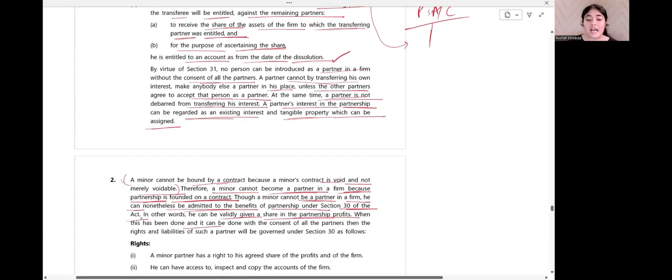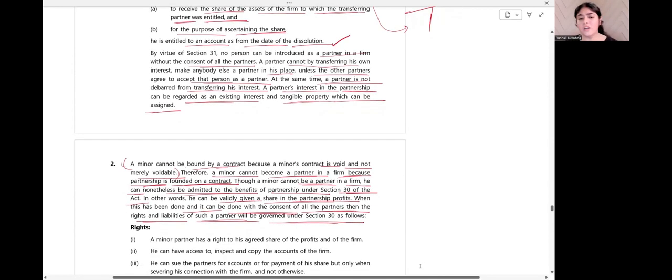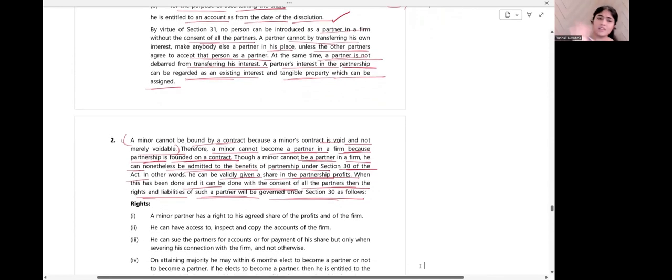When this has been done, and it can be done with the consent of all partners, then the rights and liabilities of such a partner will be governed under section 30. So the rights and liabilities are given in your section 30. If you want, you can mention this if you remember, or else you can skip it.